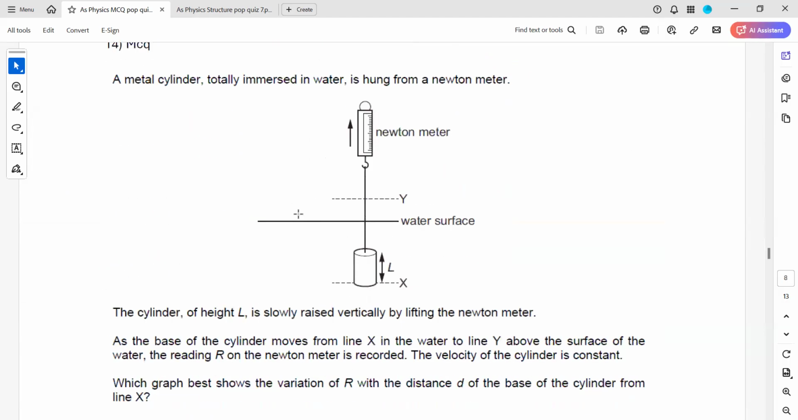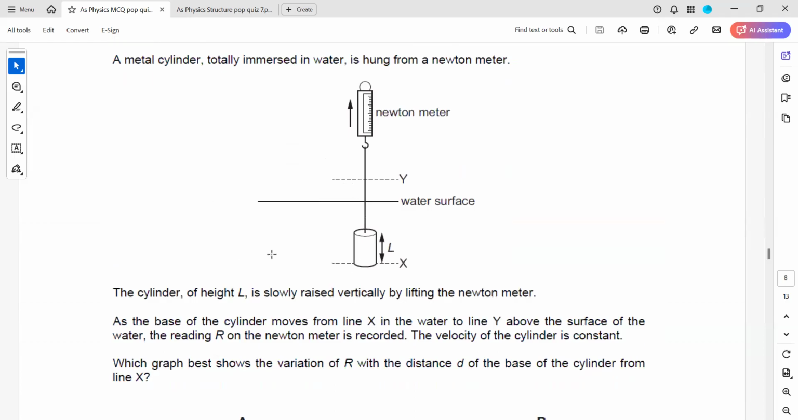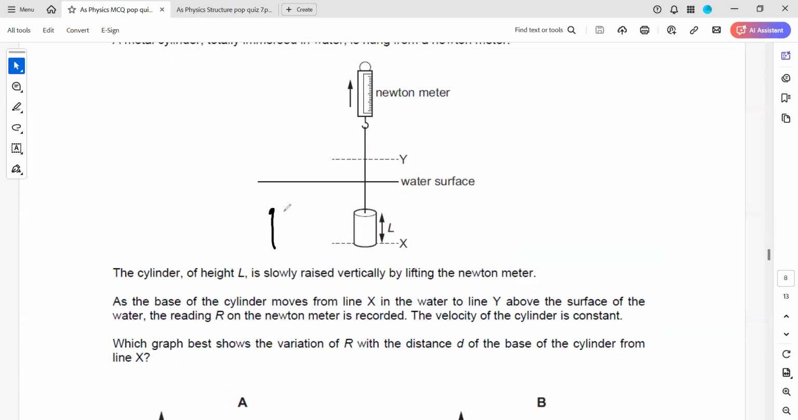The next question, question 14. A metal cylinder totally immersed in water is hung from a Newton meter. The cylinder of length L is slowly raised, so we are moving it upward by lifting the Newton meter. As the base of the cylinder moves from a line X in the water to a line Y above the surface, the reading of the Newton meter is recorded.